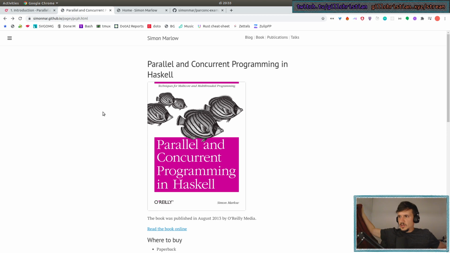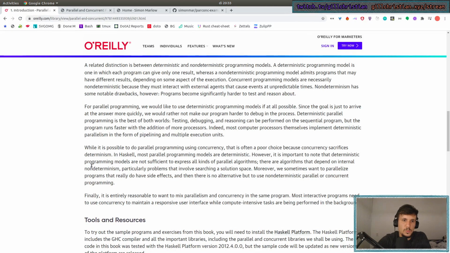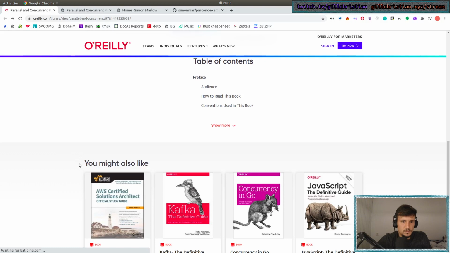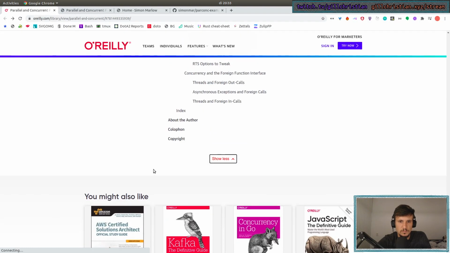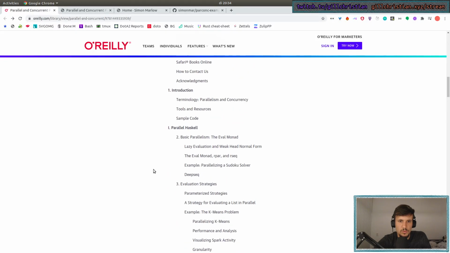And then it mentions that the book is split in two parts: one about parallel Haskell and the other about concurrent Haskell. We'll start with the first one, chapter 2, which is the first section on parallel Haskell, and now we'll take a look at the basics of parallelism, the evaluation monad.